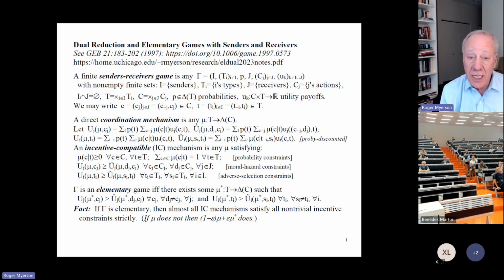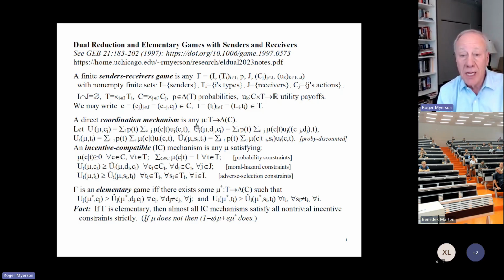Everything is all sets are finite today. And I introduced some basic notation. So a direct coordination mechanism. This should be very straightforward. In the middle of the slide, I'll let little capital U sub j for receiver j, or for any player j, little u sub for any receiver j, U sub j of mu.